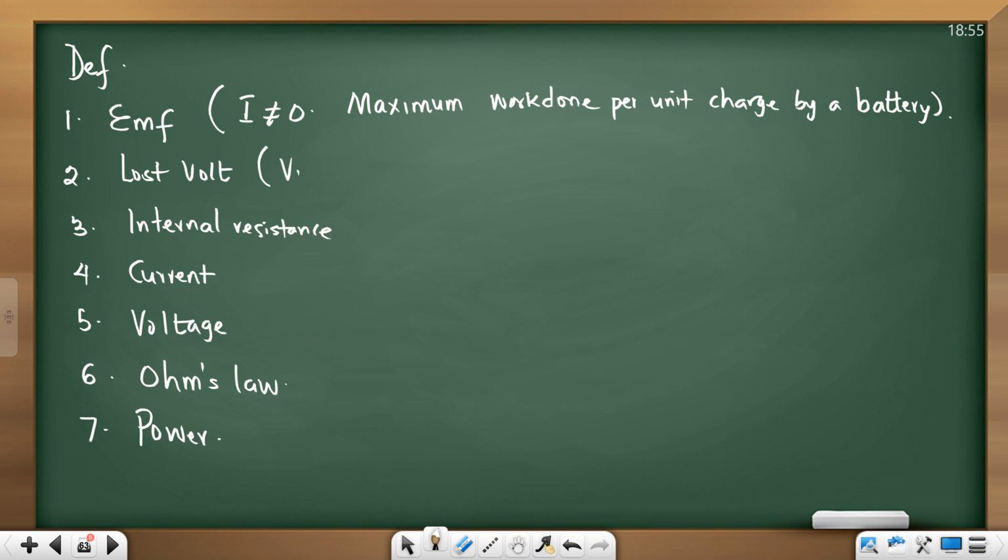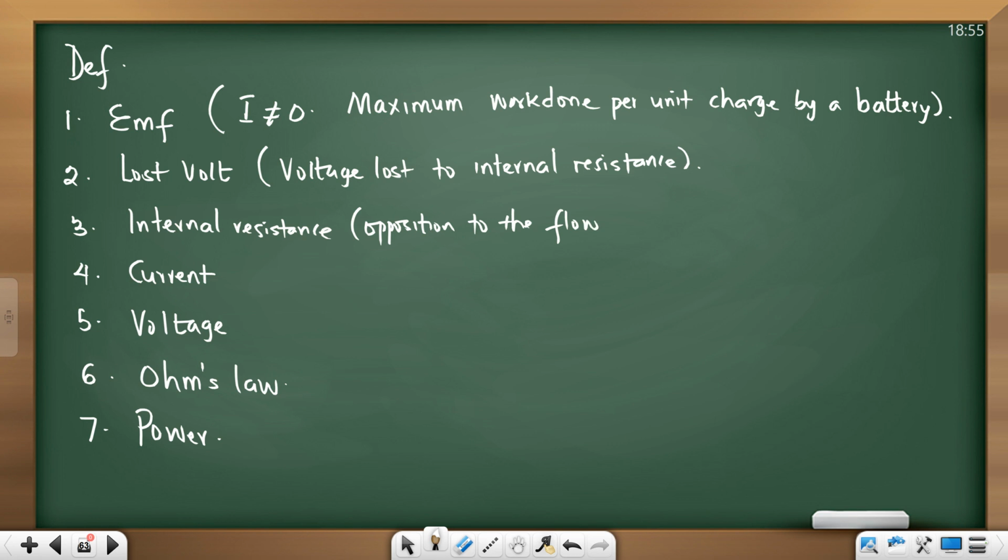What is your lost volt? It is due to internal resistance. What is internal resistance? It is opposition to the flow of current within the battery. That is important, because we are saying it is internal. If you don't put the battery there, it's 0.